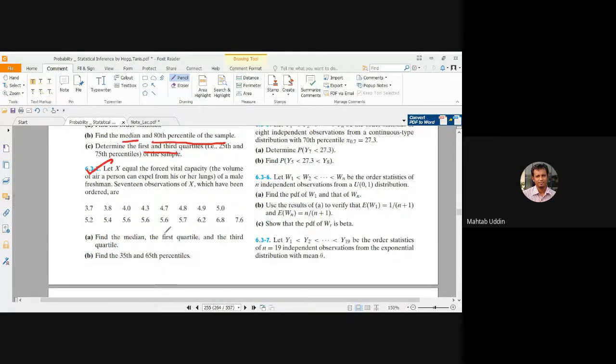Similarly, them. They are already ordered. There are how many values? You can see there is some repetition, right? The repetition is 5.6. So this is what? Mode. Good. This is mode. So this one to homework.